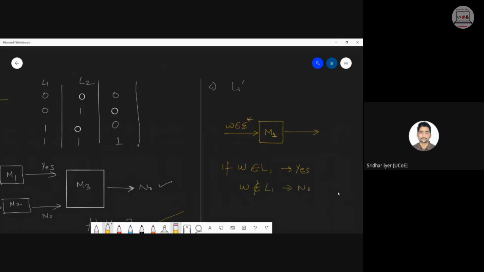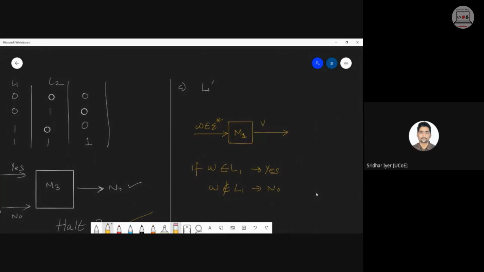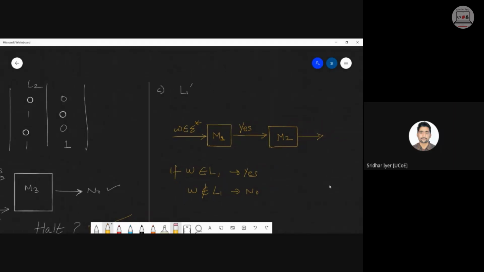It's straightforward. Whatever the answer over here, let's consider it is yes, that will be given as input to your machine M2, and that will invert it, or take the complement of this yes, and give the answer as no. Am I clear? So basically this is an inverter. Whatever the input, the corresponding inverted value will be the answer. So M2 is getting input as yes, so it will give output as no. Similarly, if I give input as no, the answer will be yes.